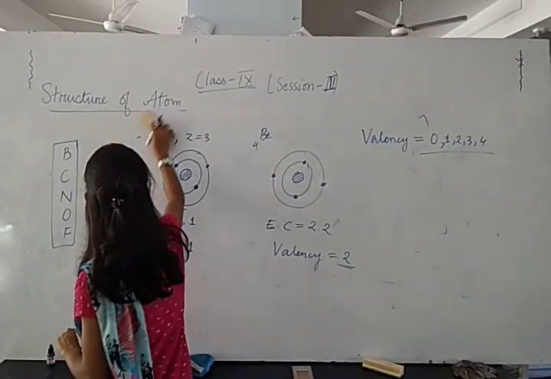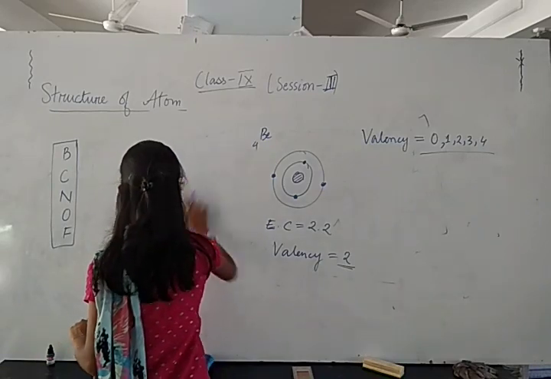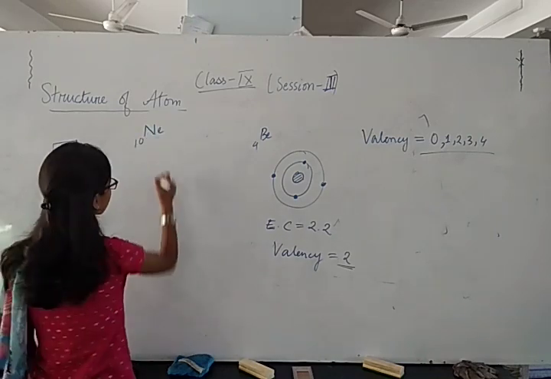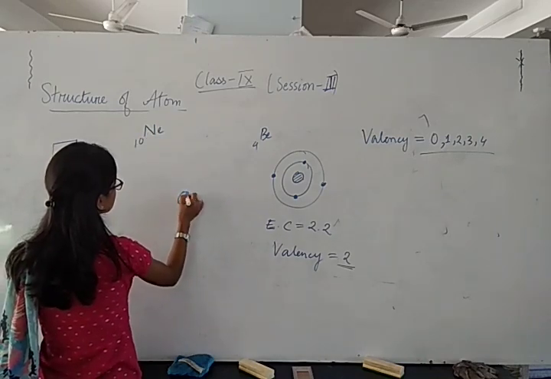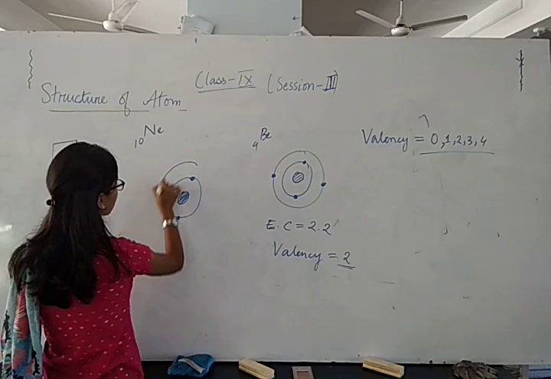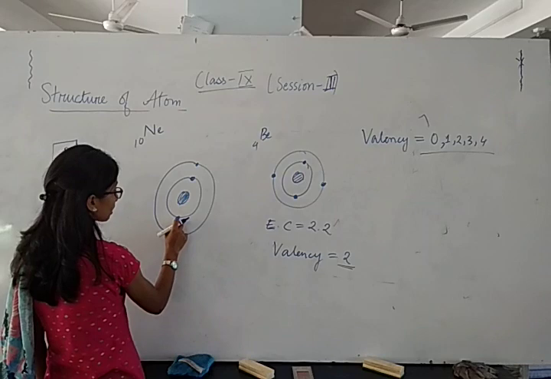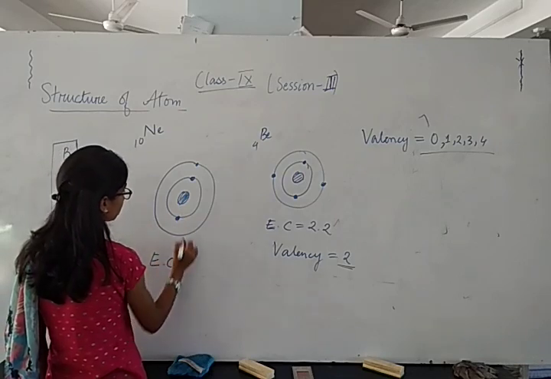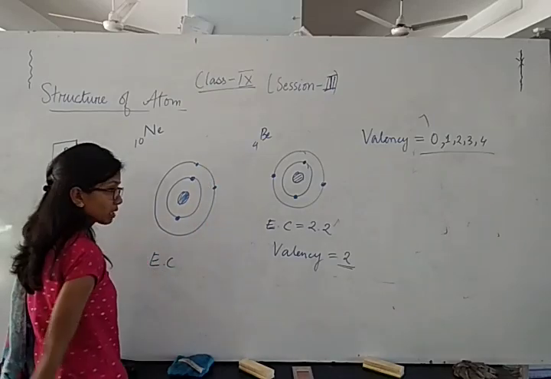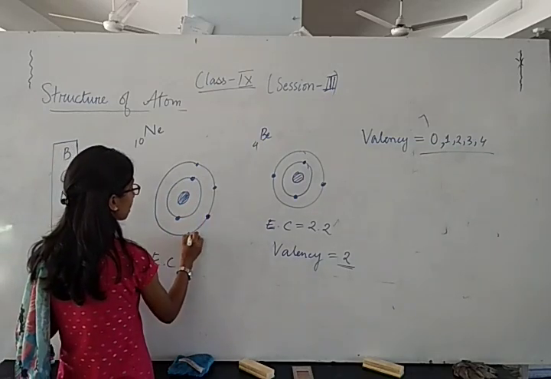Next comes the structure of neon. How will you draw the structure of neon? Neon, its atomic number is 10. Nucleus, 2 electrons are present in the K cell. The number of electrons is 10. Since 2 electrons are accommodated in the K cell, the remaining electrons will be present in the second cell. How many electrons will be present in the second cell? 10 minus 2 is equal to 8. Therefore 8 electrons will be present in the outermost cell.